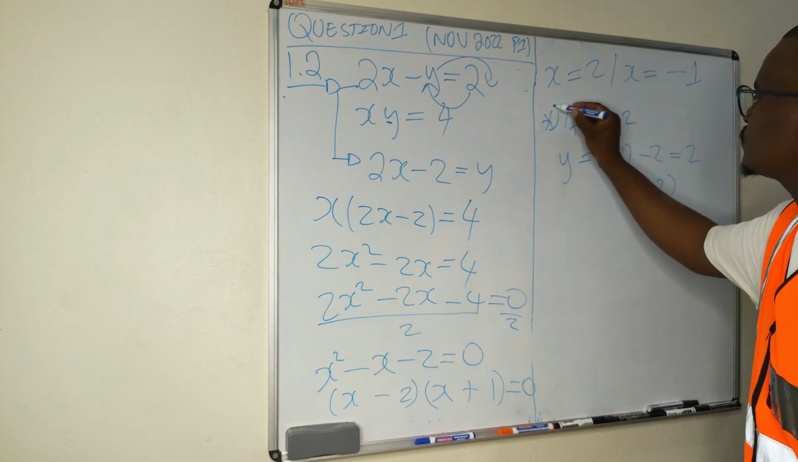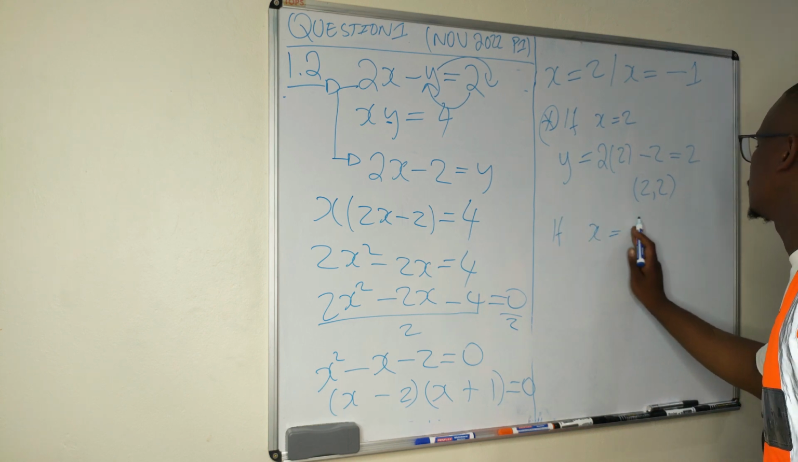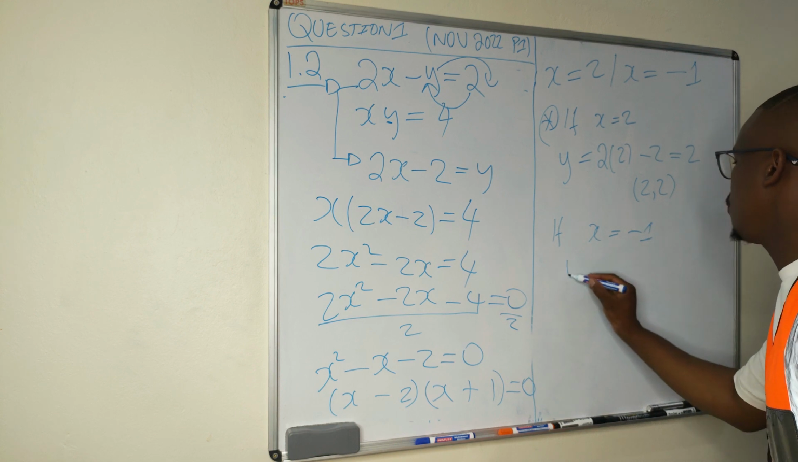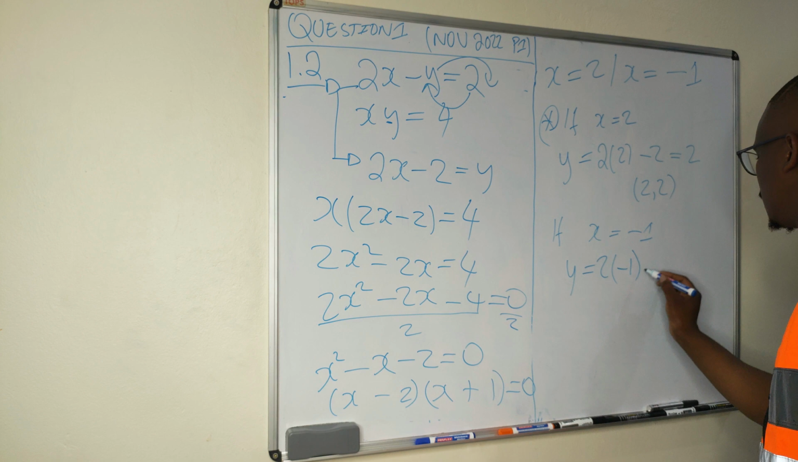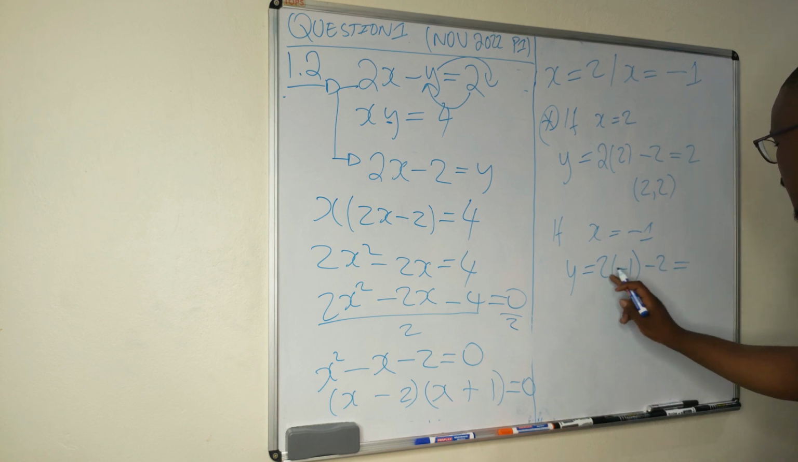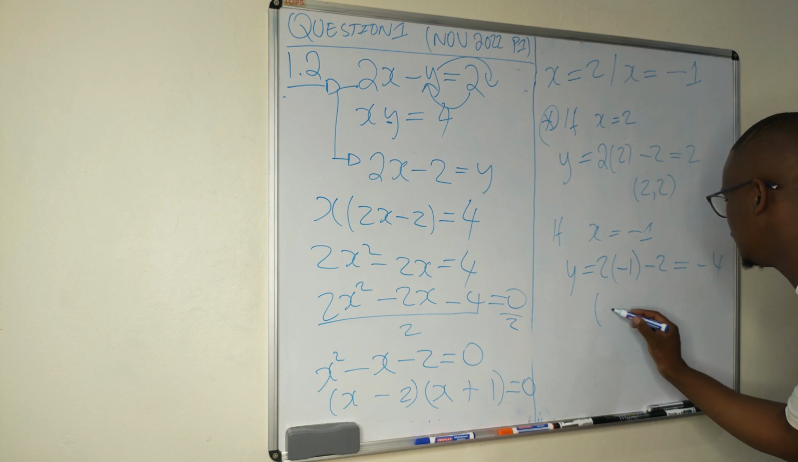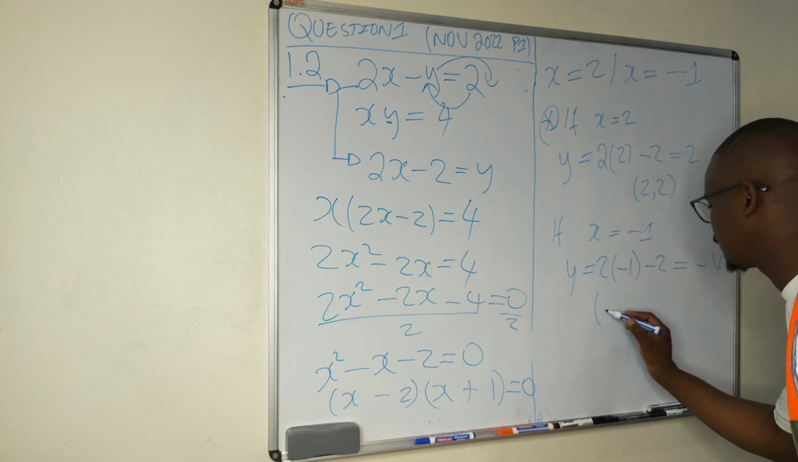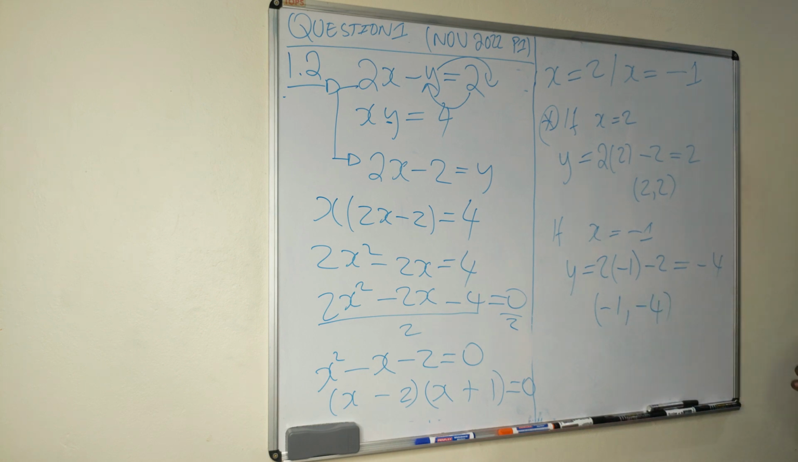But if my x is equal to minus 1, my y is equal to 2 into minus 1, minus 2. This is minus 2, minus 2, this is minus 4. So my corresponding x and y values are minus 1 and minus 4. These are my coordinates. So I've solved x and y simultaneously. I hope this is what they're asking for.